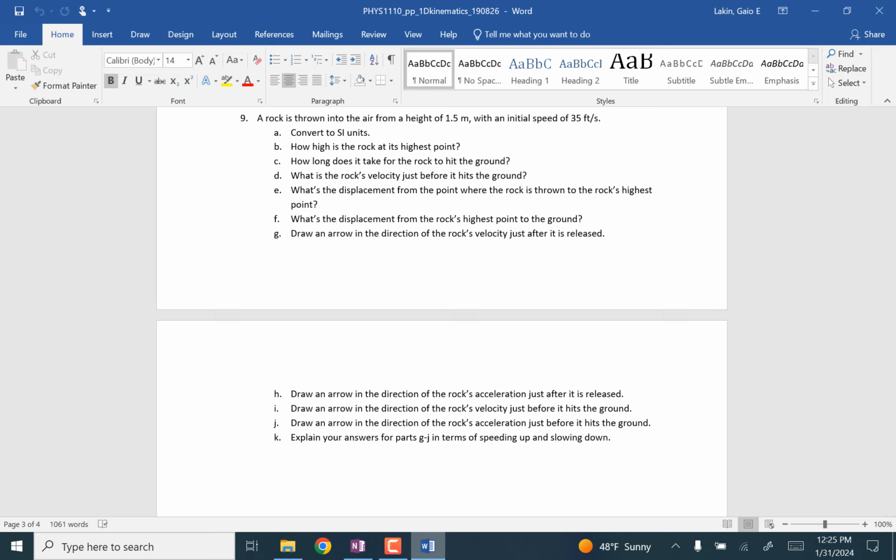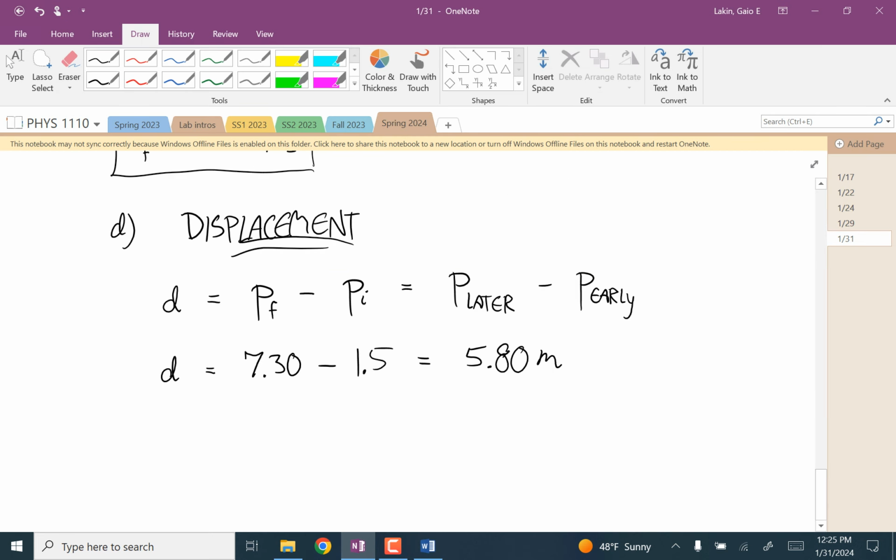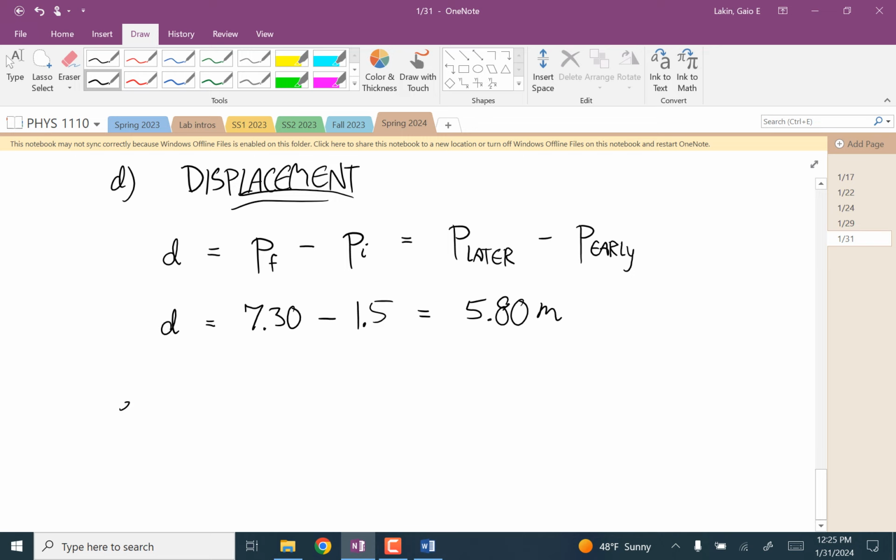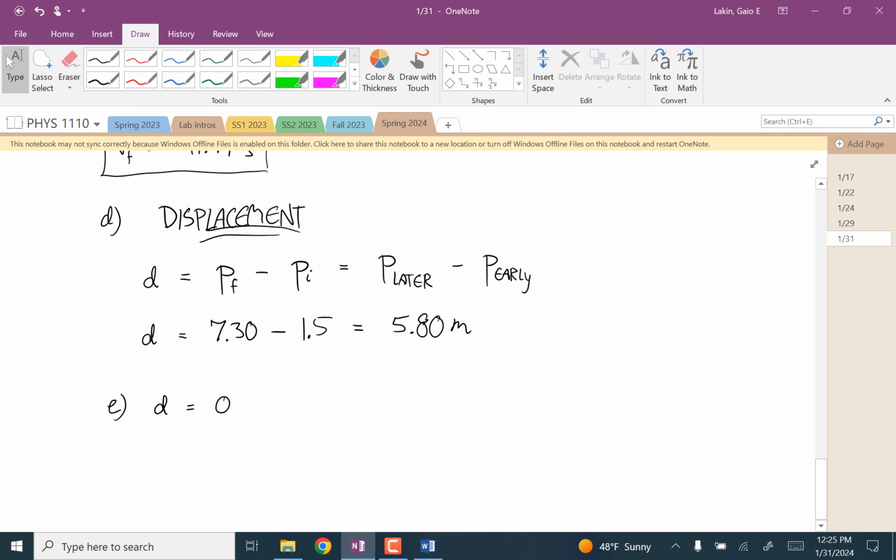Okay, now what's the displacement from the rock's highest point to the ground? Which of those two is the later instant? Ground. So the position at the ground is 0. The position at the highest point is 7.30. And so the displacement this time is negative 7.30 meters.